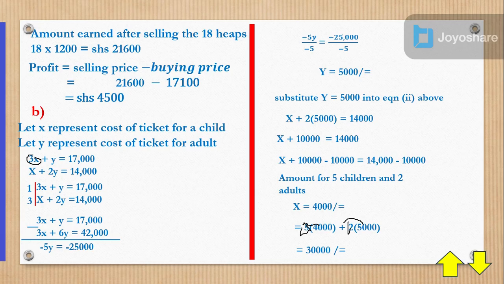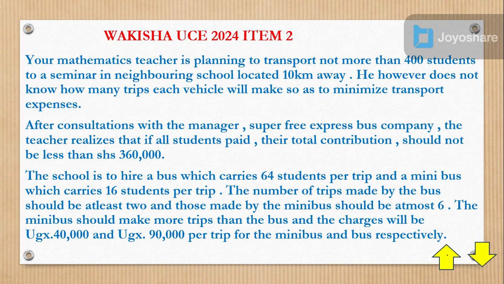Let's now proceed to the next item, and that is Wakisha UCE 2024. Now this number is also compulsory. We said item 1 and item 2, they are all compulsory. And now with this, we have Wakisha 2024 item 2, and this was got from linear programming. This is specifically covered in senior 4, depending on the school. Senior 3 still it can be covered. Let's now go through it.